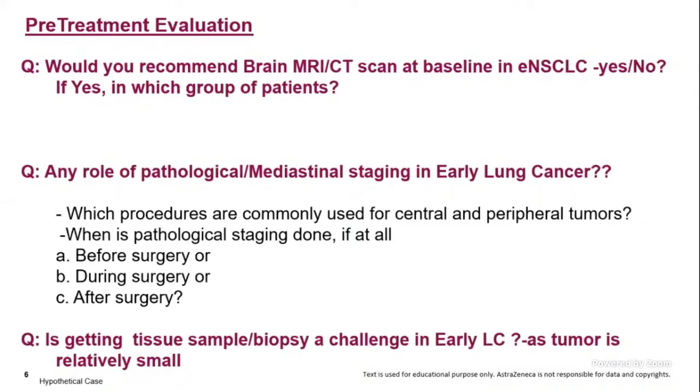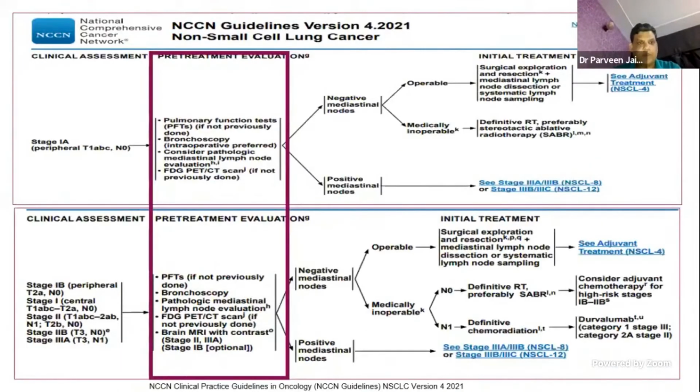Yeah. So this we have already discussed. Here the NCCN guideline says in stage 1A you can directly do PET-CT scan, and you can consider pathologic mediastinal lymph node evaluation, but it is not mandatory. So it is not recommended. But in stage 1B onward, it is definitely recommended, with pathological mediastinal lymph node evaluation, and you should also do brain MRI with contrast.